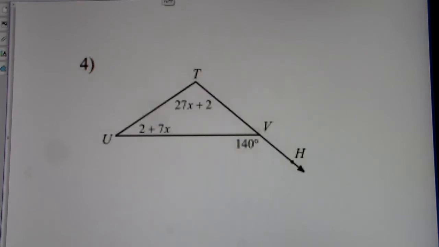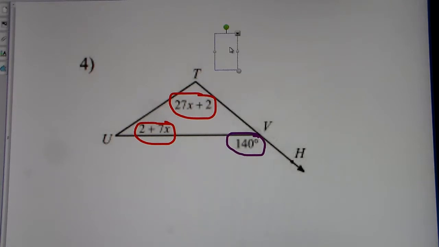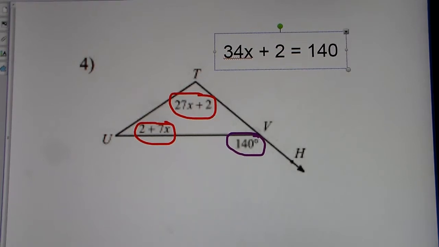Problem number 4. Our exterior angle is 140. That's right there on the outside. The interior angles are 27x plus 2 and 2 plus 7x. We're going to combine our like terms. 27x plus 7x gets you 34x. So that's why we type 34x. And 2 plus 2 gets you 4. So we combine those constants. It's equal to that exterior angle of 140 degrees.